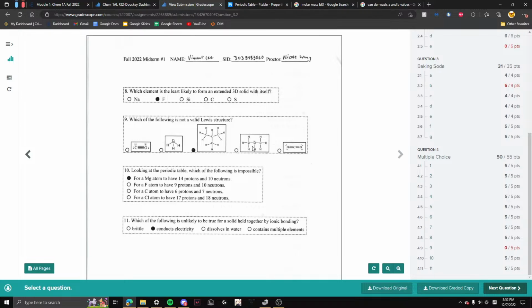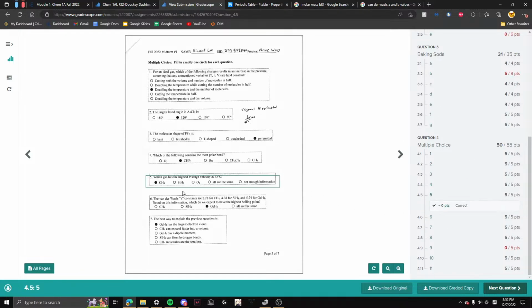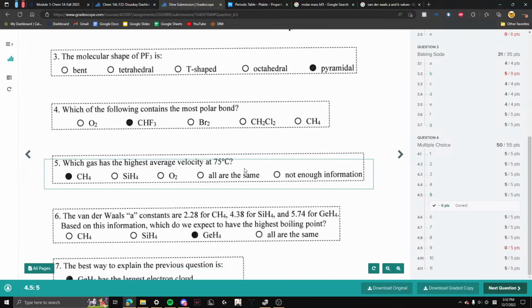Can I go back to 5? 5 as in, like, this one? This one? CH4 has the higher average velocity because it's the lightest, I think.